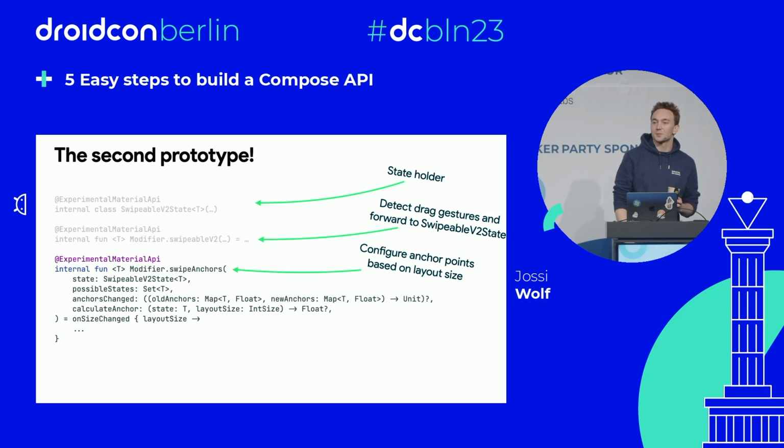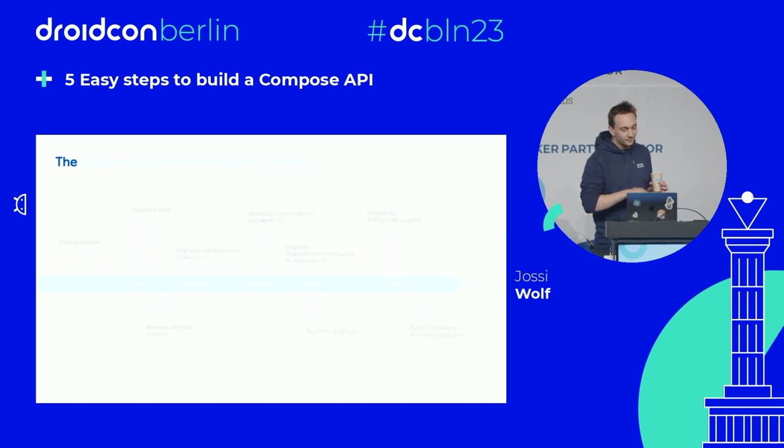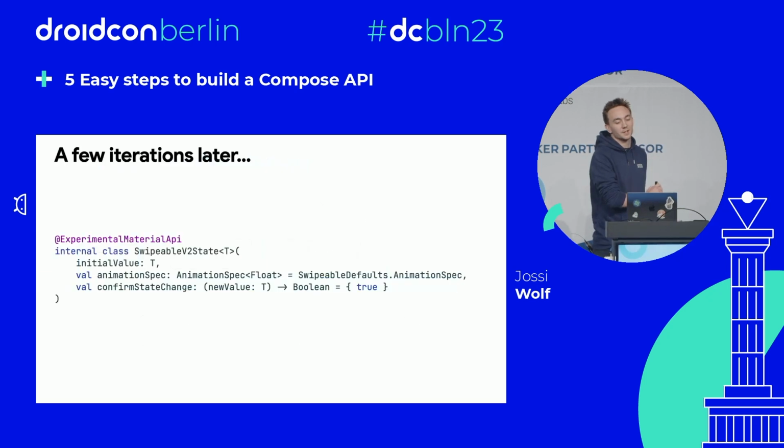And I can see some confused faces. And that is because that API is actually kind of complicated. And it's a lot. I'm not going to dive into all of the details of the timeline, but just showing that from April until pretty much a month ago is what the whole process took, from first prototype to actually shipping something. A few iterations later, I want to show you where we ended up.